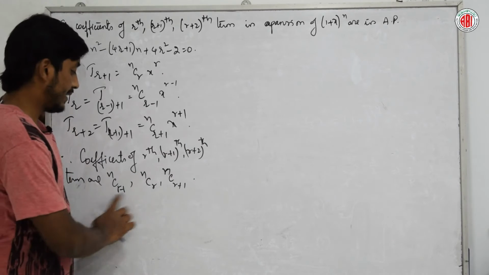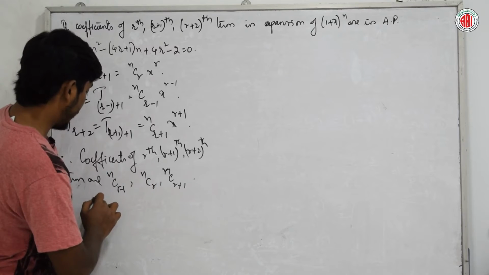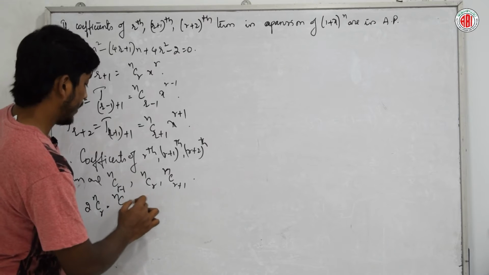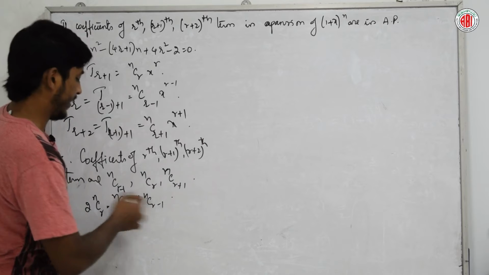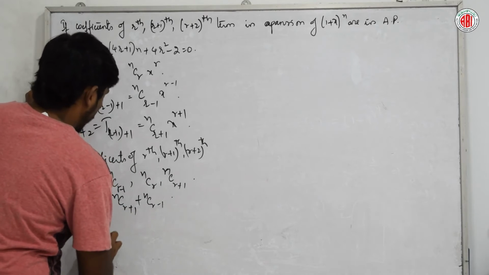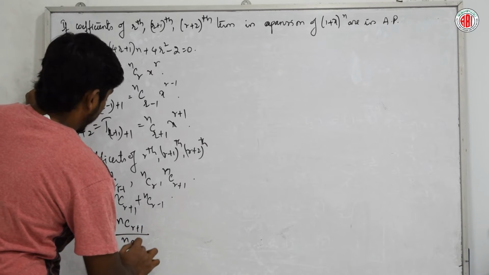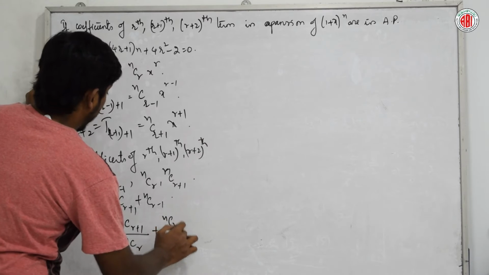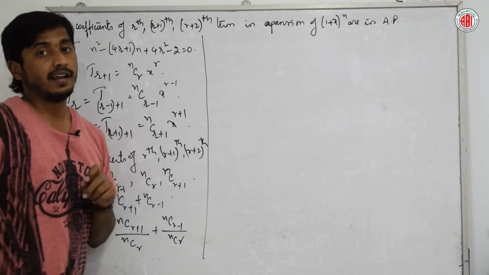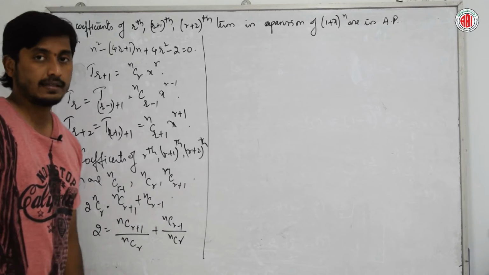He is telling that these three terms are in AP. So what does this mean? Double of the second term is equal to first term plus last term. I have written it now, interchange, no problem. Therefore, instead of 2, let me write it as nC(r+1) by nCr plus nC(r-1) by nCr. Is it right? Just I have divided by this nCr on both sides.